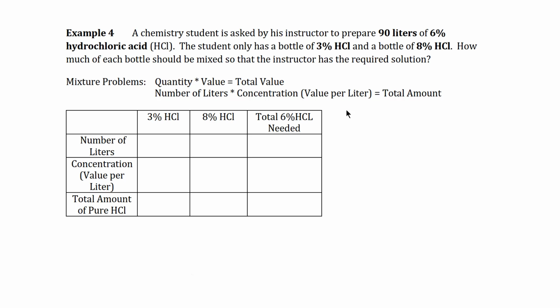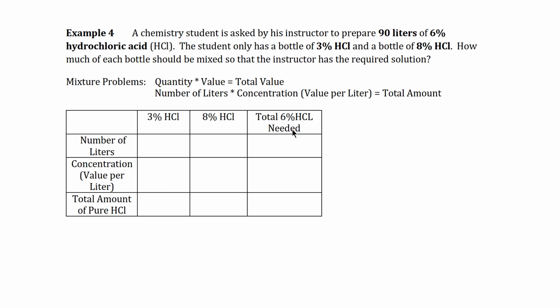To help set up this problem, I'm going to use this table, which has 3 rows and 3 columns. The first row is the number of liters, the second row is the concentration, which is value per liter, the third row is the total amount of pure HCl. Our first column represents the bottle of 3% HCl, the second column represents the bottle of 8% HCl, and the last column is the total 6% HCl that is needed.